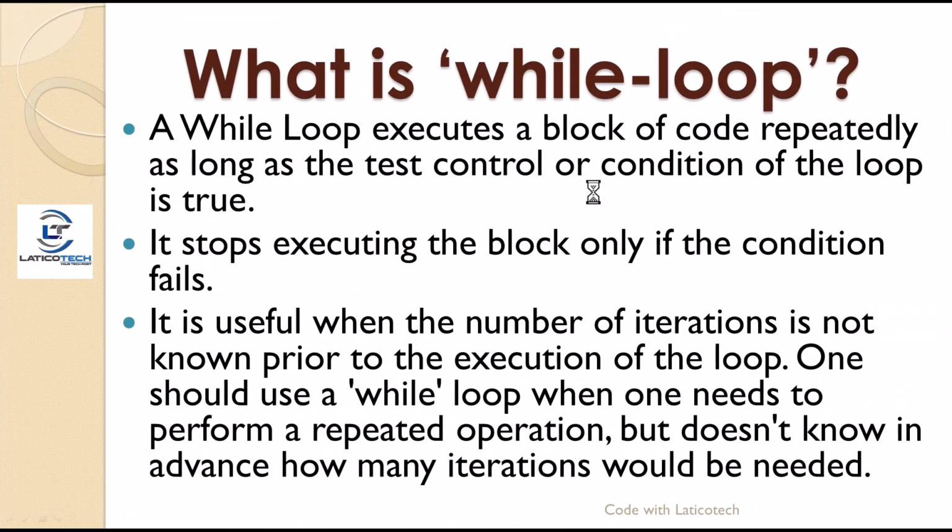A while loop executes a block of code repeatedly as long as the test control or the condition of the loop is true. So the moment the condition is true, then the loop will continue. It stops executing the block only if the condition fails. So when the condition becomes false, then it will stop executing. Otherwise, it can execute outside the loop. It is useful when the number of iterations is not known prior to the execution of the loop. One should use a while loop when one needs to perform a repeated operation, but doesn't know in advance how many iterations will be needed.